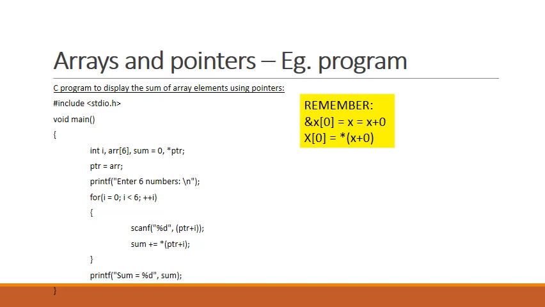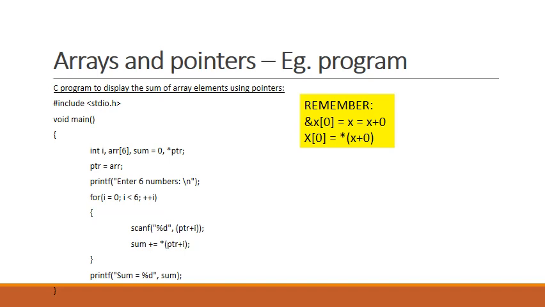So, that is what we just do. PTR plus 0 will point to the first value. Then, I will be incremented. It will become PTR plus 1. PTR plus 1 will point to the second value, and PTR plus 2 will point to the third value, etc. It will just proceed. So, this is how we can use this method to access any array element.